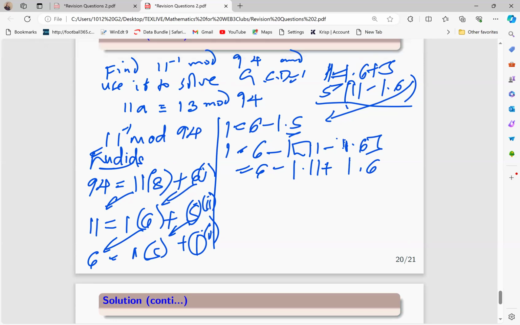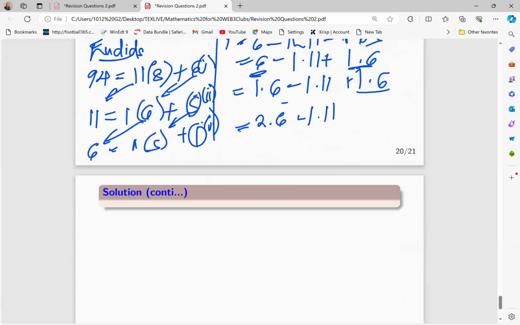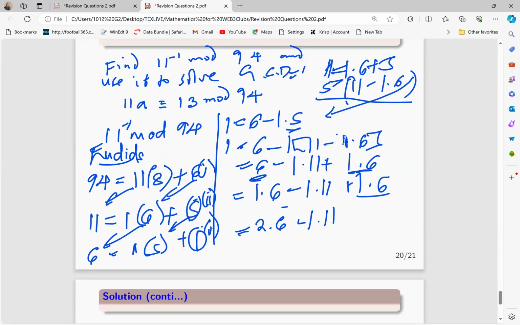So now you collect like terms, which are these ones, which becomes now 1 times 6 minus 1 times 11, plus 1 times 6. So collecting like terms, this one becomes 2 times 6 minus 1 times 11. I guess I'm correct up to there. So now we replace 6 in this equation.